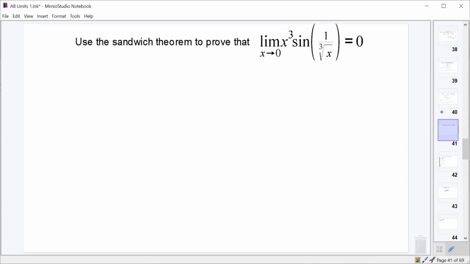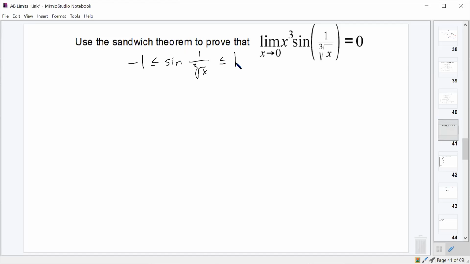First off, this looks very similar to the other ones, right? It's x cubed sine of 1 over the cube root of x. We had x squared sine of 1 over x squared, x to the 4th cosine of something. We should probably do the same process here, right? The sine of 1 over the cube root of x is always between 1 and -1. Now, what should I do next?